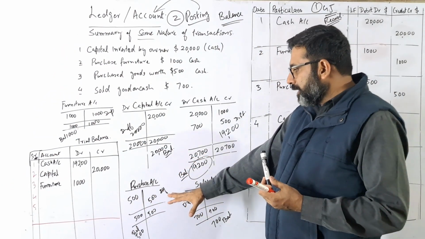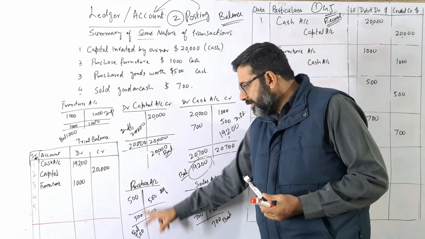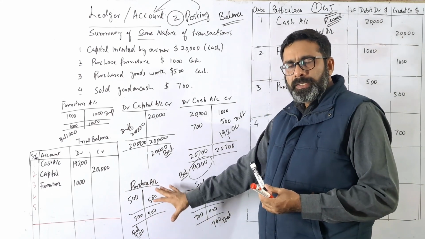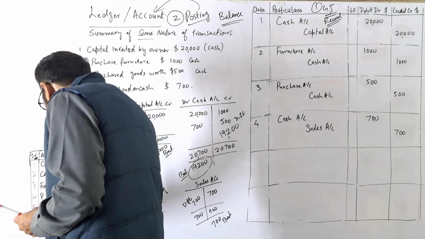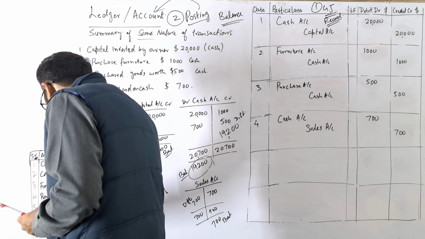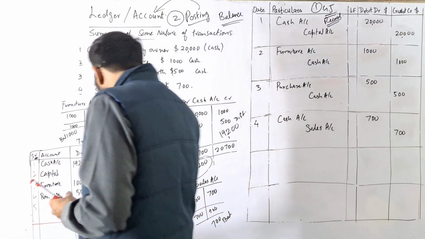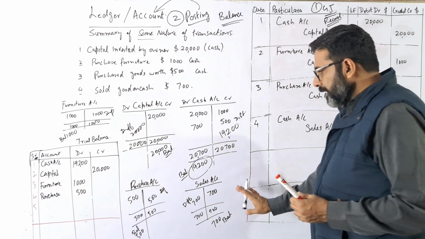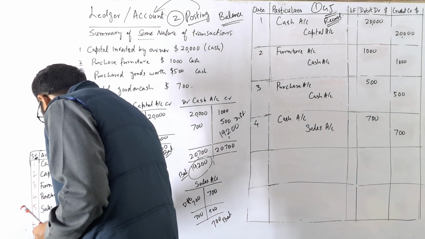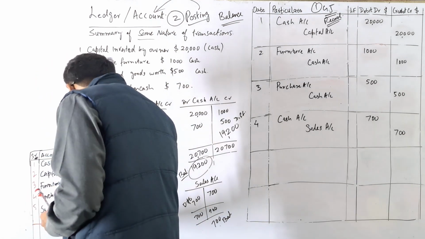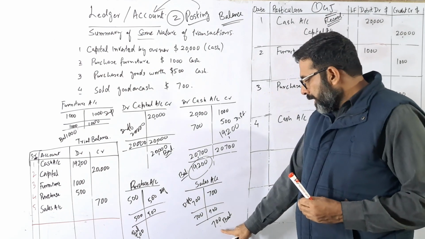Then the next is the purchase account or the goods account, where we again have a debit balance of $500. So we will write the purchase account or goods account. And the last one is what? That is the sales. And the sales account has a balance on the credit side.